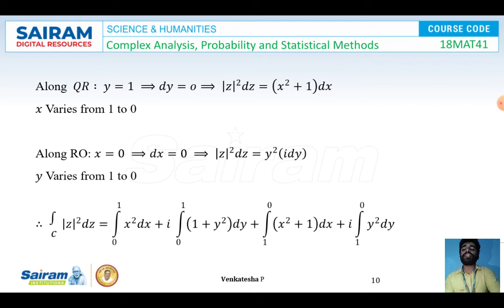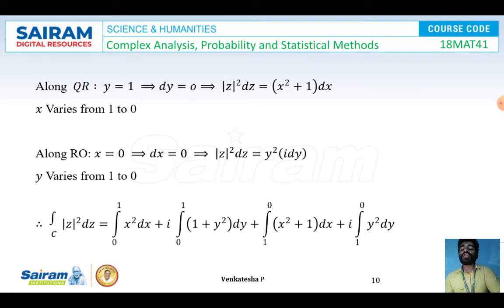Similarly, along the region RO, the common point is x is equal to 0, which implies dx is equal to 0. So in the function, I'm putting x is equal to 0 and dx is equal to 0. I'll get y square i dy, and the function has dy here, so we have to find the limit for y. So in this region, y varies from 1 to 0. Now I am going to replace all these points in the previous equation.